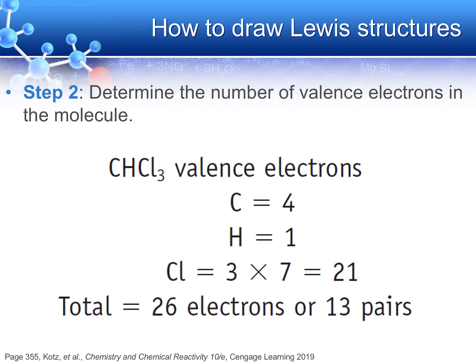The next thing we should do is determine the number of valence electrons. There we use our periodic table, and we find that carbon has 4 valence electrons and hydrogen has 1. We have 3 chlorines, each with 7 valence electrons. We add this up, and we have a total of 26 electrons that will be in 13 pairs. So whatever structure we draw, we want to make sure it has 26 electrons.